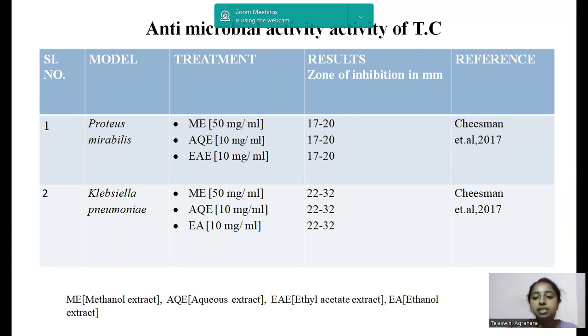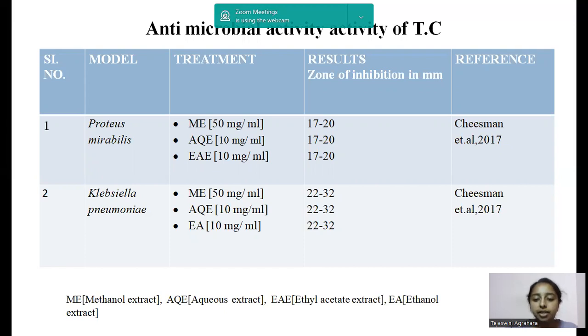And in 2017, Cheeseman et al. studied antimicrobial activity on Proteus mirabilis. As a treatment, they used methanol extract of 50 mg per ml, and as a result 17 to 20 mm of zone of inhibition was observed. And they also used aqueous extract and ethyl acetate extract of 10 mg per ml. As a result 17 to 20 mm of zone of inhibition was observed.